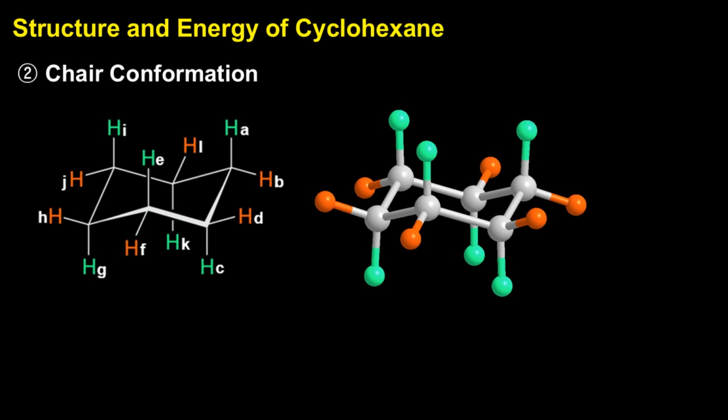In the diagram, you'll see the axial hydrogens shown in green and the equatorial ones in orange. This alternating pattern of axial and equatorial positions plays a big role in keeping cyclohexane stable. It helps minimize steric strain and keeps the molecule in its most relaxed form.